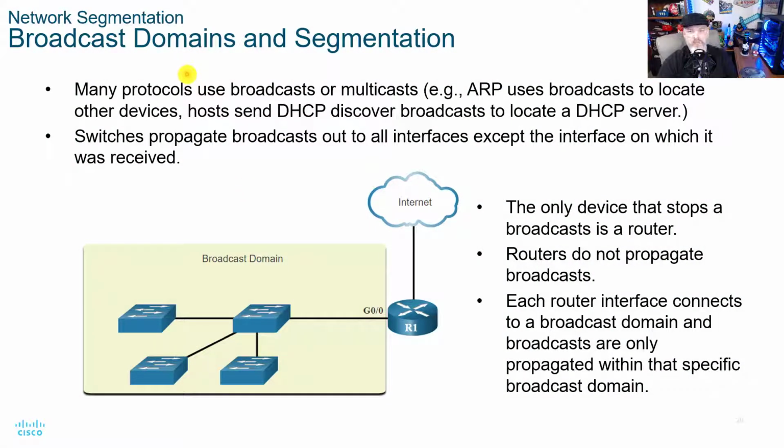Network segmentation. Broadcast domains and segmentation. A lot of protocols use broadcast or multicast. ARP uses broadcast to locate other devices. Hosts send a DHCP discover broadcast to locate a DHCP server. And switches propagate, or forward, broadcasts out to all interfaces except the interface on which it was received. The only device that stops a broadcast is a router. Routers do not forward broadcast requests, and each router interface connects to a broadcast domain, and broadcasts are only propagated within that specific broadcast domain or local area network.